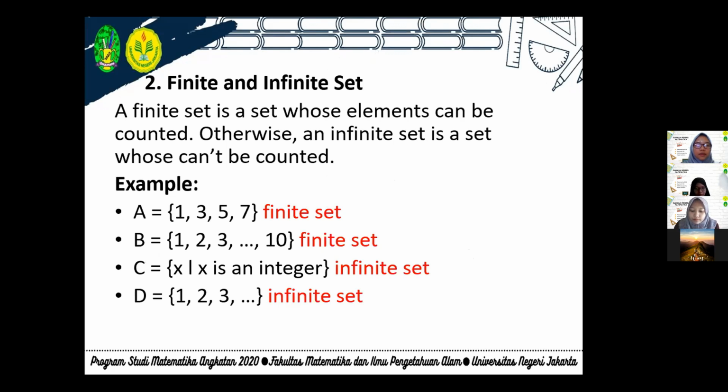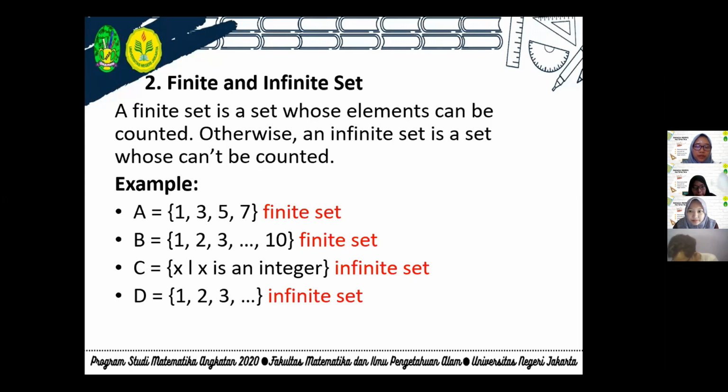And then the second is finite and infinite sets. A finite set is a set whose elements can be counted. Otherwise, an infinite set is a set whose elements can't be counted. Example, there is set A. The elements are 1, 3, 5, 7. It's called a finite set because we can count the members of the set.